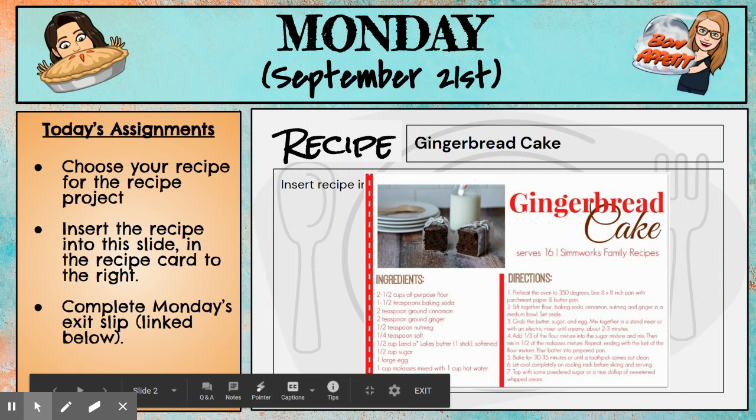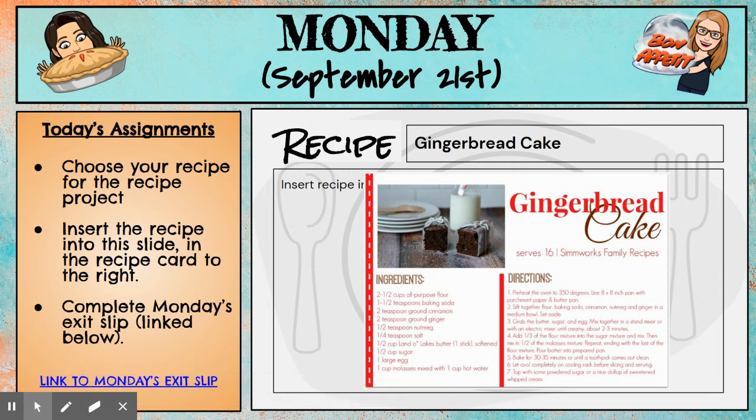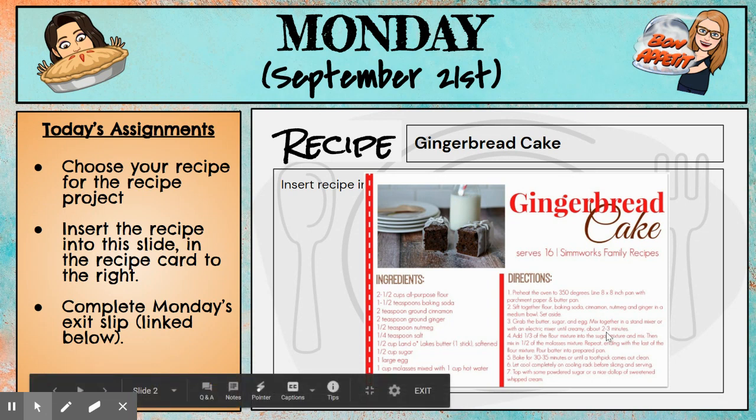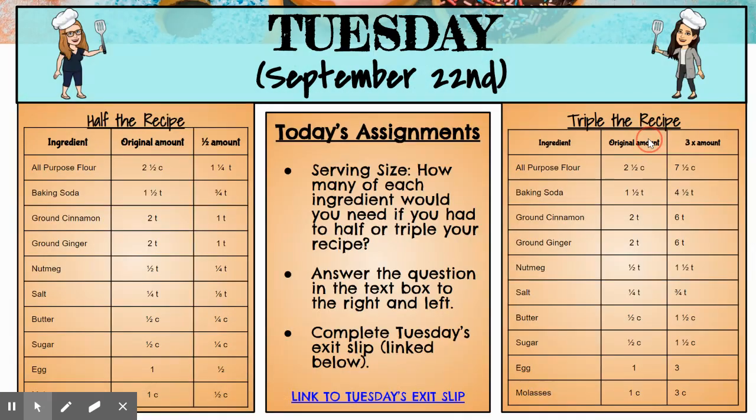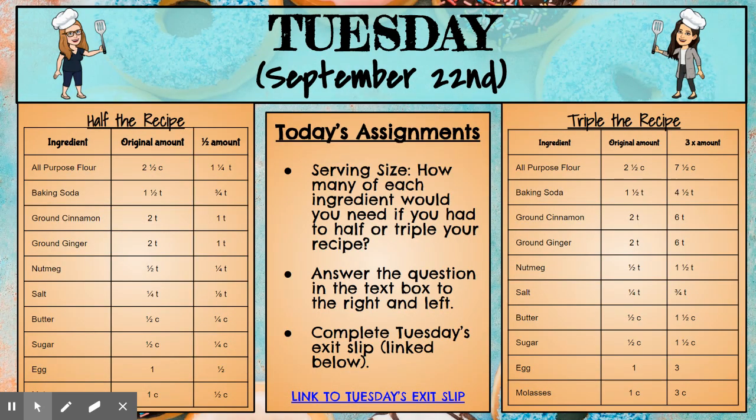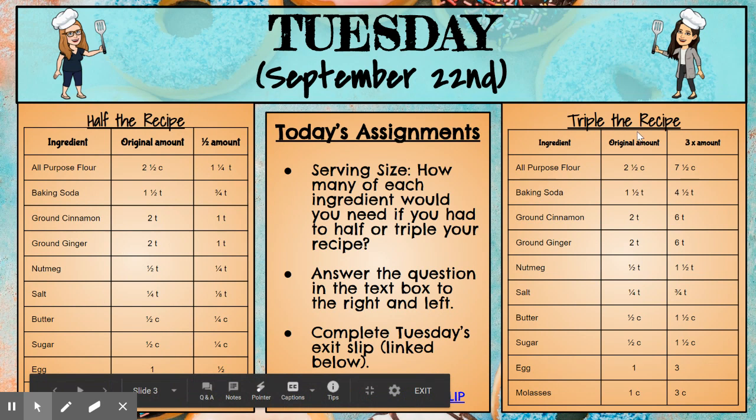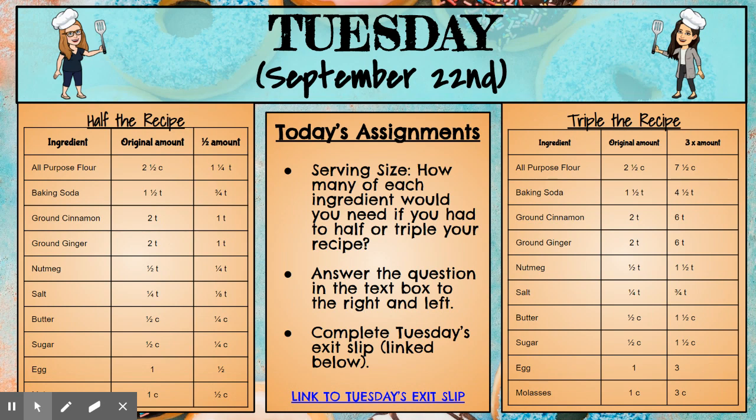On Monday, we found our recipe. Ours was gingerbread cake. Yours is going to be different. If you haven't done that yet, make sure you do that before watching this video. Go back to do Monday's. On Tuesday, we looked at how we would change the recipe if we were to take half of the recipe, and we found half the amounts of the original amounts. And then we also tripled the recipe. We multiplied the amounts by 3. If you haven't done that yet, go back and watch Tuesday's video and do yours.